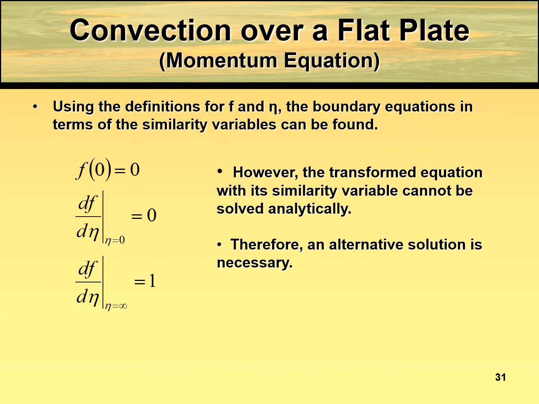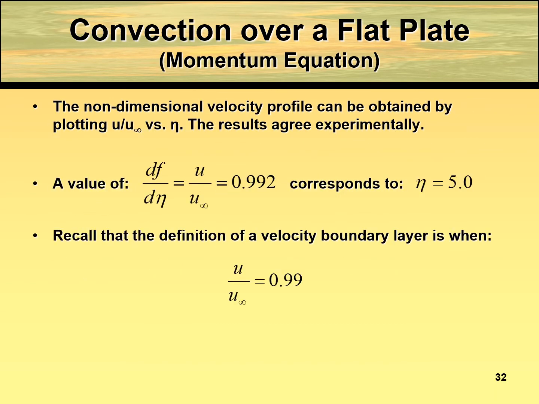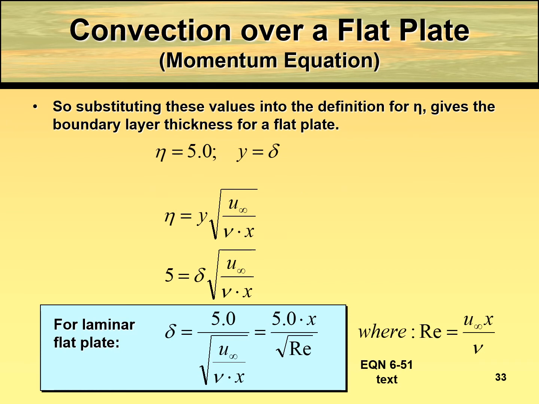Next we will have the boundary layer thickness for the flat plate, which is applicable for laminar flow, where the boundary layer thickness delta is equal to 5 divided by the square root of U infinity over the kinematic viscosity times x, which is equal to 5.0 times x divided by the square root of the Reynolds number, where the Reynolds number is given by this equation. Okay.